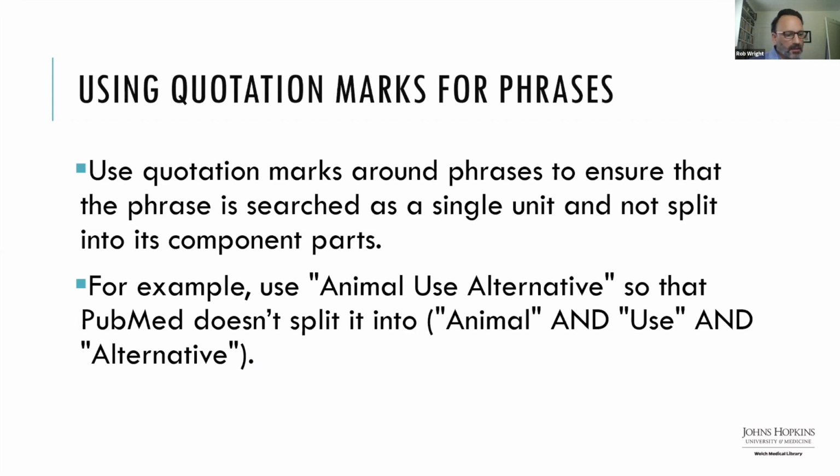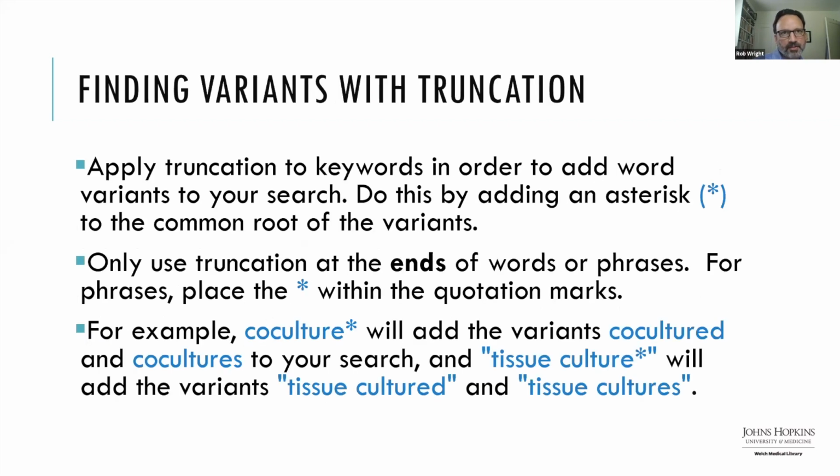Quotations are important. They ensure that the phrase that you want is not split into its component parts. So a good example would be animal use alternative. That's an entry term under the animal use alternatives mesh term. And if you don't put quotes around it, PubMed might split it into animal and use and alternative. All three of these words are commonly used in multiple contexts. So if you split them apart and have them searched in the abstract, for instance, instead of searching them as a phrase, very likely you're going to get off-target results. Just remember quotations for phrases.